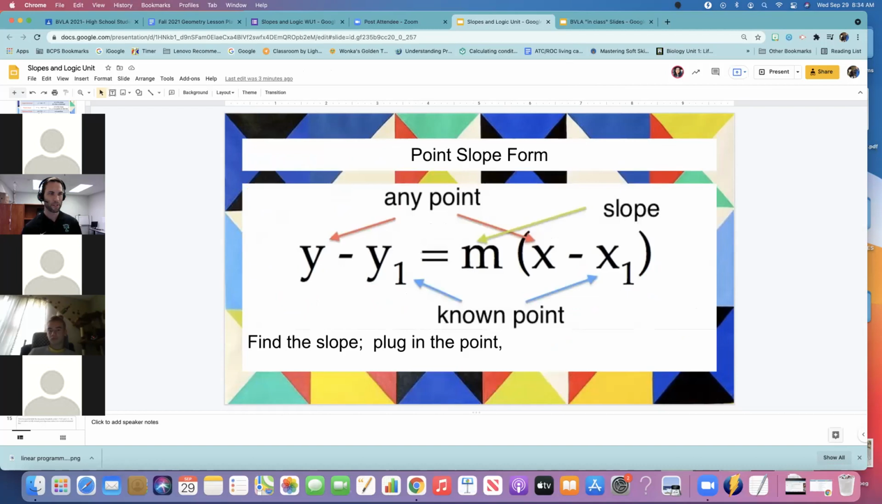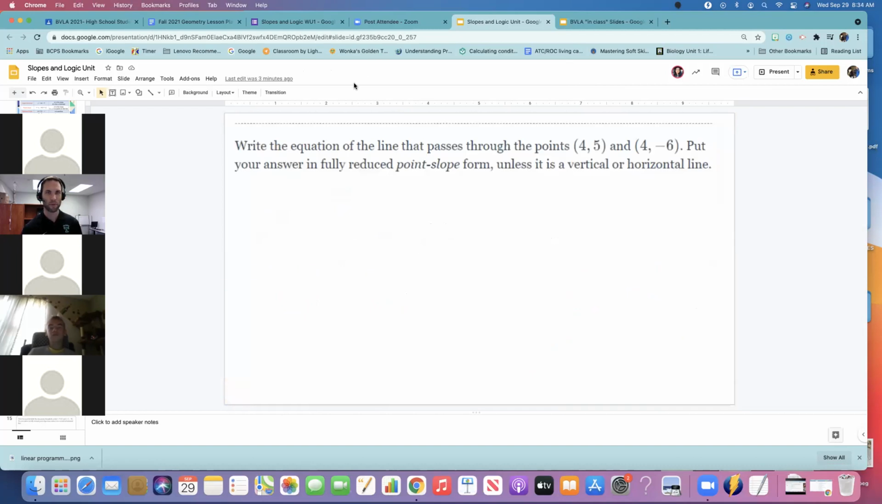Here's where we apply what we can do. Write an equation for the line that passes through (4, 5) and (4, -6). Put your answer in point-slope form, unless it's a vertical or horizontal line. If it's vertical, it would be like x equals 2, and a horizontal line would be like y equals -4. That's why it can't be point-slope form there.